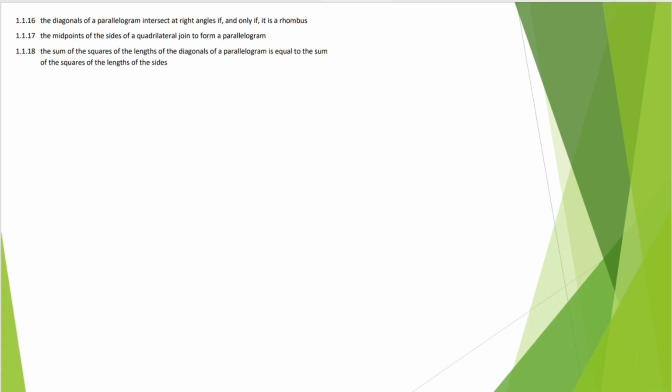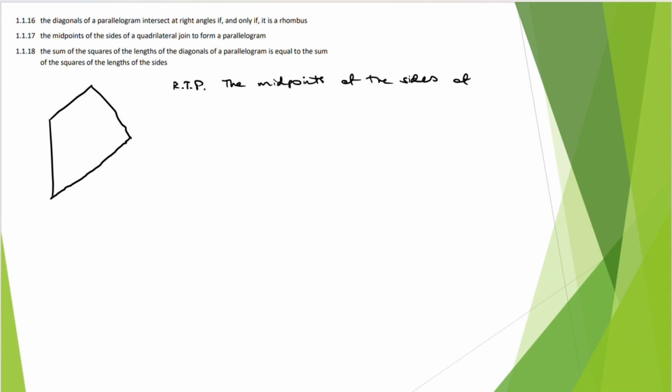Alright, so this next proof requires you to prove that the midpoints of the sides of a quadrilateral join to form a parallelogram. So the first thing I want to do is draw a quadrilateral. And I'm going to make sure that it doesn't look like a regular quadrilateral because we want to prove that it's true for every single quadrilateral. I have my required to prove statement. The midpoints of the sides of a quadrilateral join to form a parallelogram.